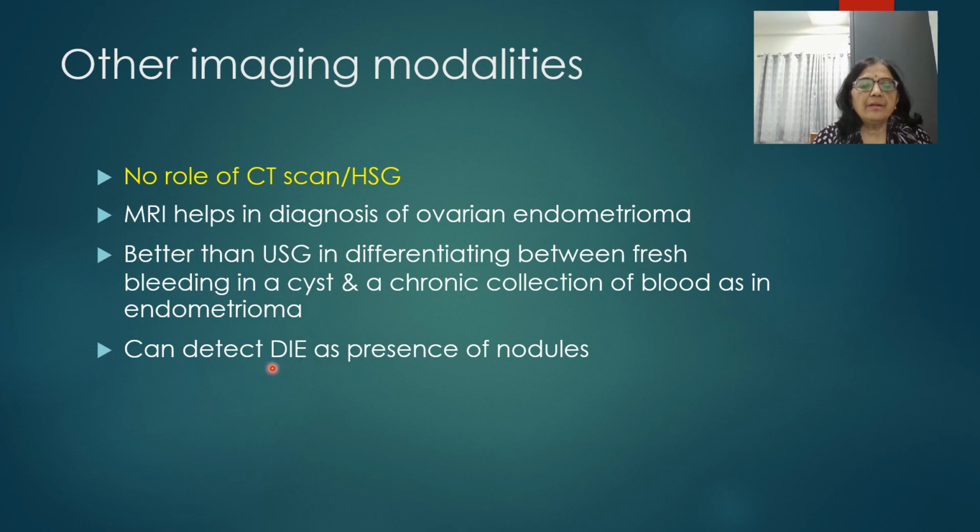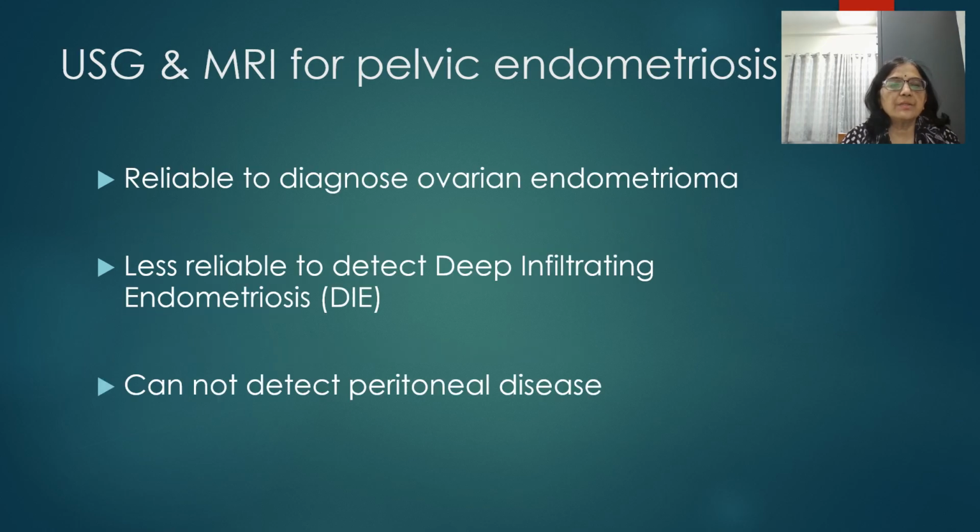MRI can detect deep infiltrating endometriosis as presence of nodules. So the imaging modalities do help in diagnosis of DIE, that is deep infiltrating endometriosis. So sonography and MRI are reliable to diagnose ovarian endometrioma, less reliable, but still they can detect deep infiltrating endometriosis as nodularity in many cases. But unfortunately, these diagnostic modalities do not help us to detect peritoneal disease.